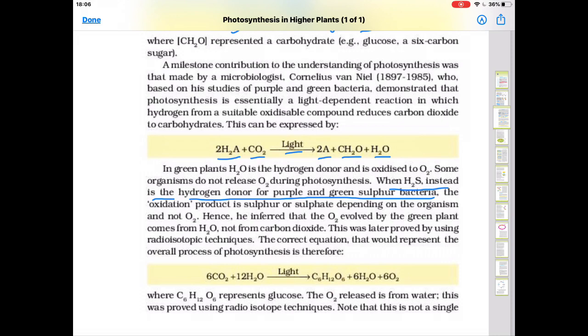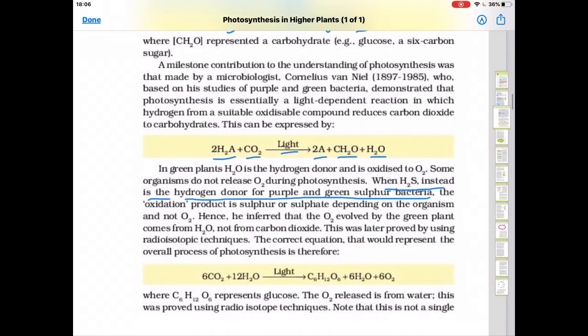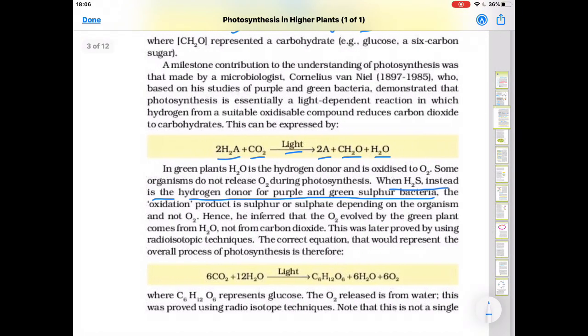The correct equation that would represent the overall process of photosynthesis is 6CO2 plus 12H2O in the presence of light forms glucose, C6H12O6, plus 6H2O plus 6O2. The oxygen released is from water. This was proved using radioisotope techniques.